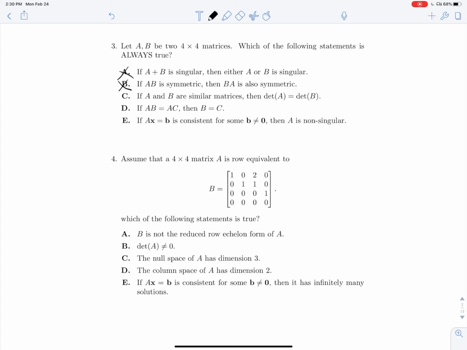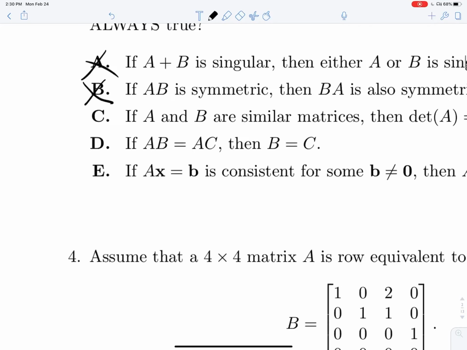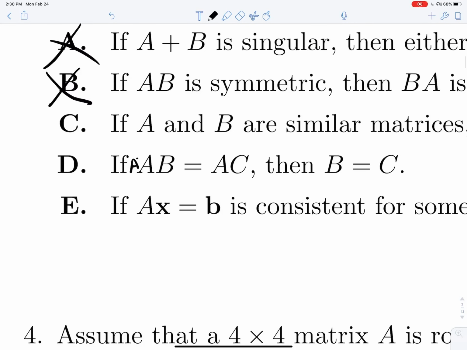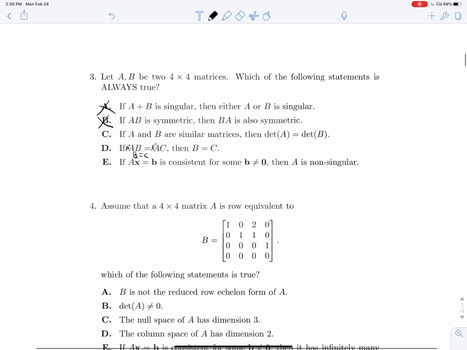If A is invertible, then we could multiply both sides on the left by A inverse, and we would get B equals C, but that's only if A is in fact invertible, which we don't know if it is. So D, we are unsure about. That's sometimes true, but not always true.